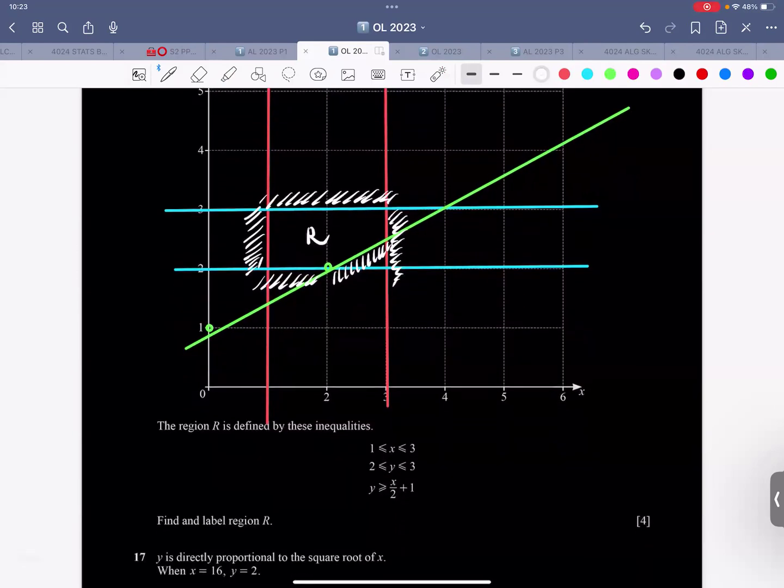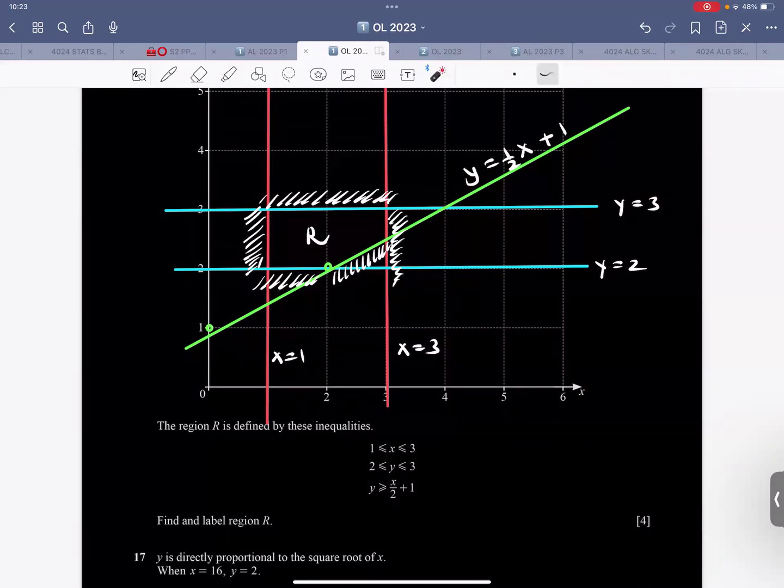Now let me also label the lines. This is Y equals 2, Y equals 3, X equals 3, X equals 1, Y equals half X plus 1. So therefore, it's above the line and between the two blue lines, between the two red lines. So that is the only region that is there.